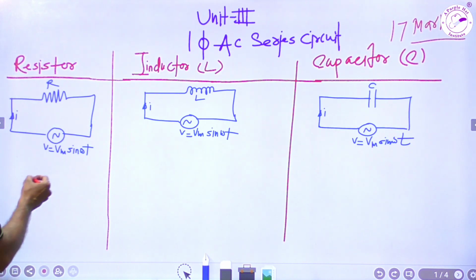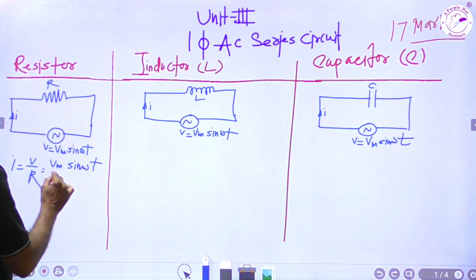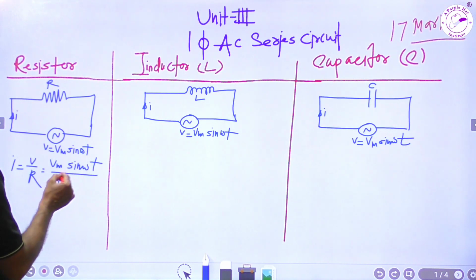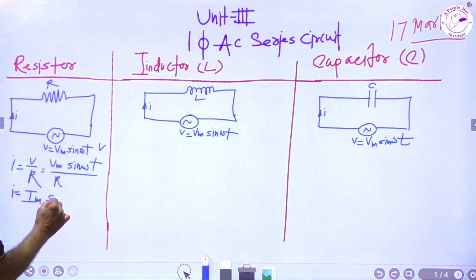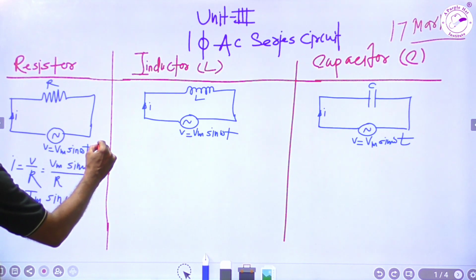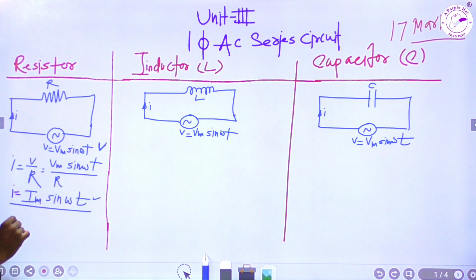Now suppose this is the instantaneous current I. If I apply Ohm's law, I is equal to V by R, because the circuit has resistance. The ratio of voltage to resistance is equal to this instantaneous current. I have this voltage Vm sin omega t, so I is Vm upon R sin omega t, which is I is equal to Im sin omega t. This is my voltage equation V, and this is my current equation. So we got voltage and current in this case.